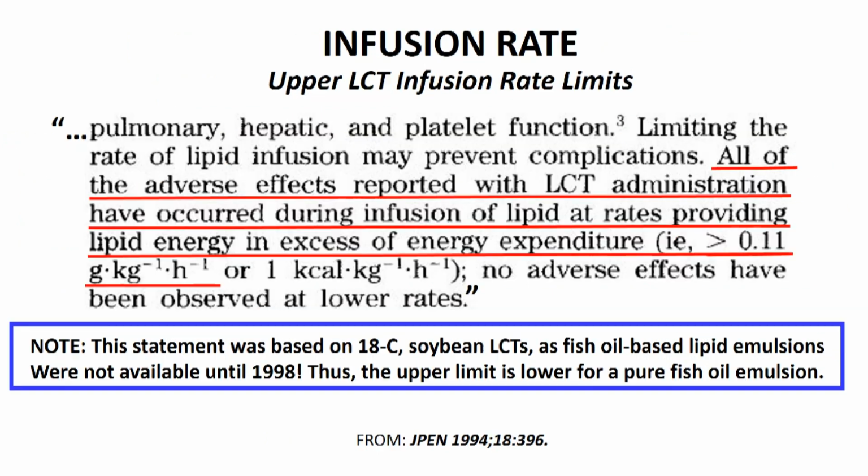consequences. For example, this slide depicts the influence of infusion rate and was based on soybean oil emulsions as it relates to the incidence of adverse events involving vital organs and platelet function. The infusion rate should not exceed 0.11 grams per kilogram per hour, equivalent to, for example, 7.7 grams per hour in a 70 kilogram patient, as recommended. Note that fish oil emulsions did not enter the market until 4 years after this review was published, so this upper infusion rate may not be applicable.